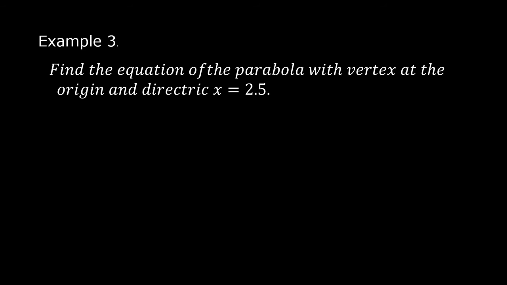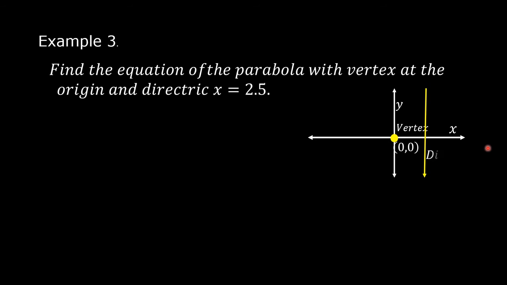Example number 3. Find the equation of the parabola with the vertex at the origin and directrix x is equal to 2.5. Let us say this is the y-axis, and this is the x-axis. This is the point of origin. It is the vertex of the parabola. It has coordinates 0, 0. This is the directrix. The equation of the directrix is x is equal to 2.5.